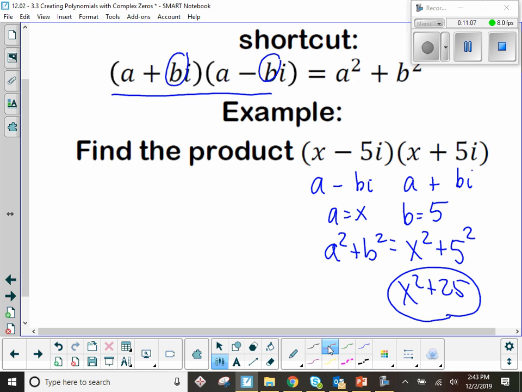Real quickly, I'm going to show you why that works. This part you don't have to write down if you don't want to. If you want to just watch, that's okay. But let me show you why this shortcut works.